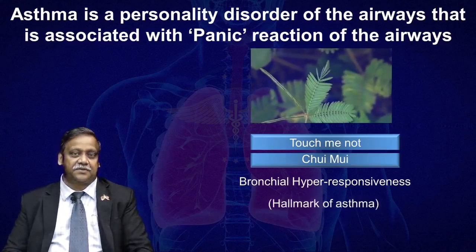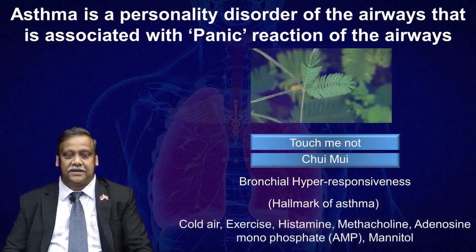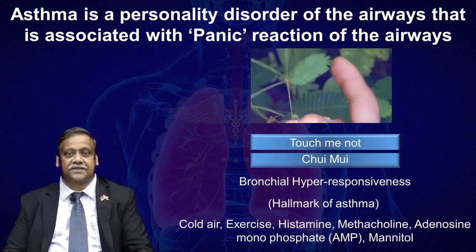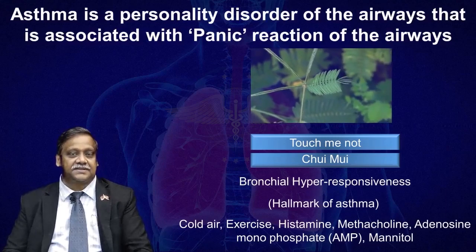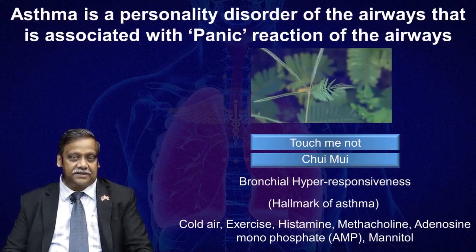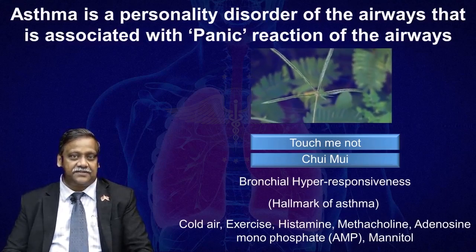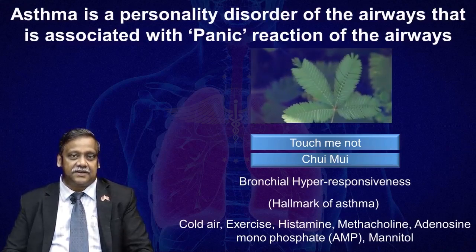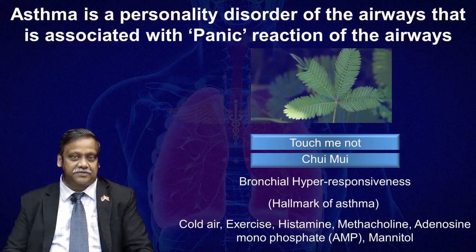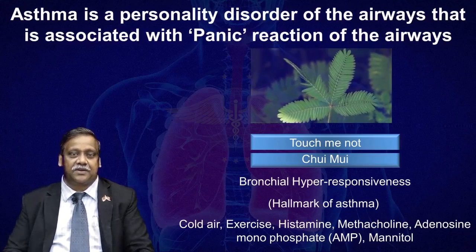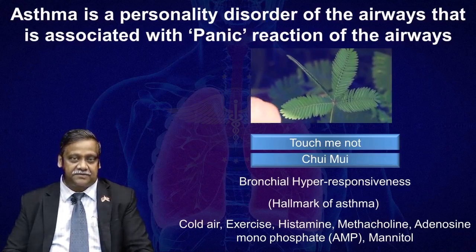Asthmatic patients, in response to cold air or histamine or exercise or other chemicals such as adenosine monophosphate, show a significant bronchoconstriction after exposure to these. This is classically called bronchial hyperresponsiveness.